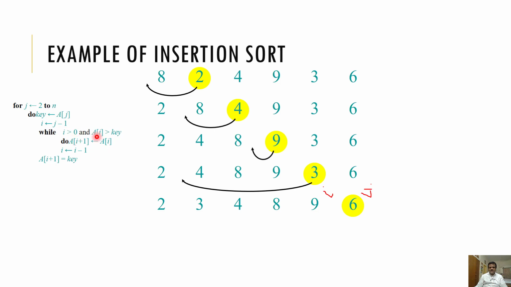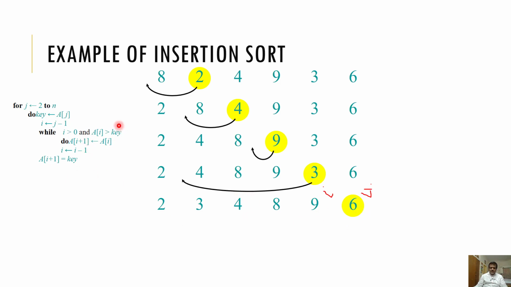Again we check this condition, i is not yet 0. Also we compare, this is our new A[i], 8 and 6. So, 6 is still less than, we will have to copy it here, then i will be decreased. So, we still have to execute this while loop. Now, A[i] is 4 and key is 6.